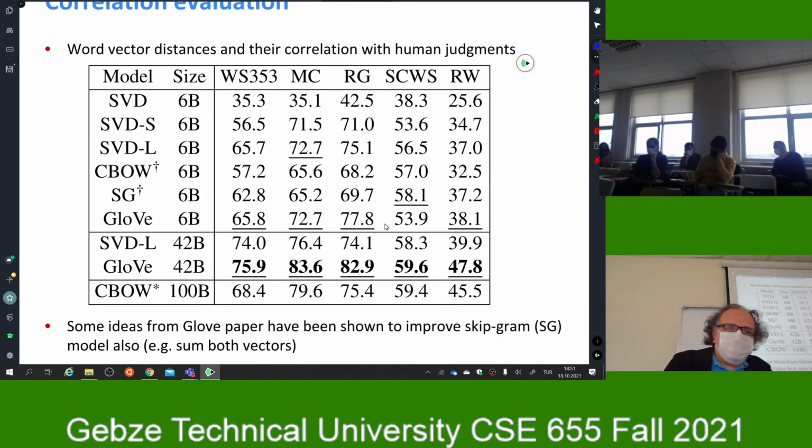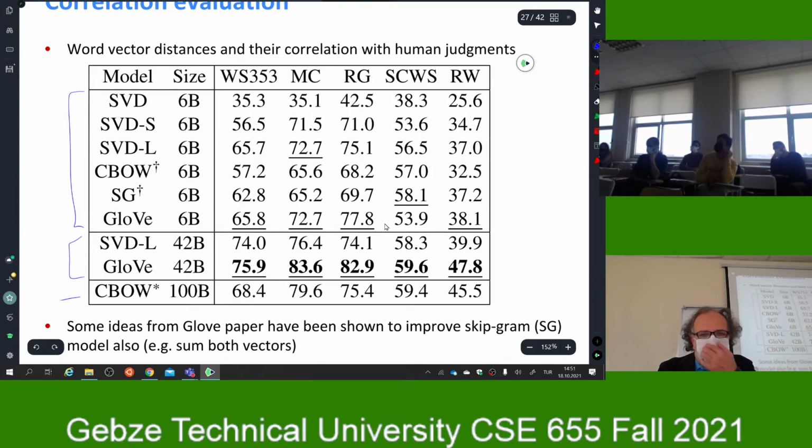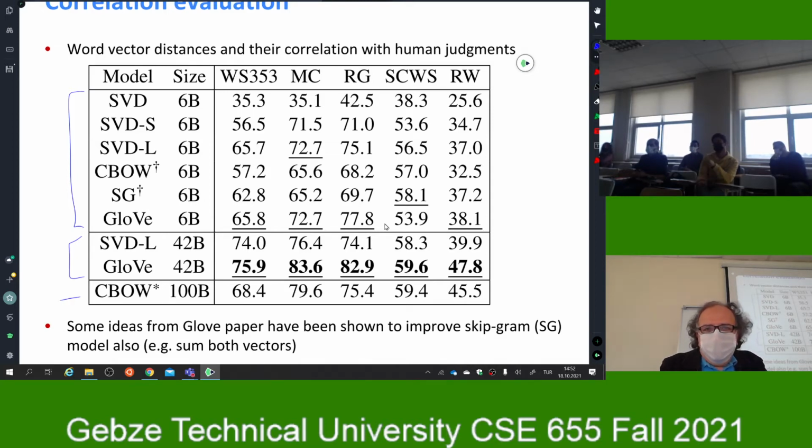What was the difference? Yeah, okay. So these are our 6 billion words, 42 billion, and 100 billion continuous bag of words. It looks like GloVe is beating them in many cases, but I don't remember the columns. What are the columns? I don't know what the columns are, I forgot.